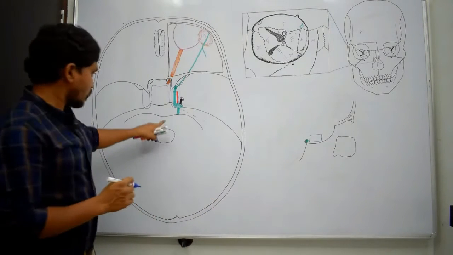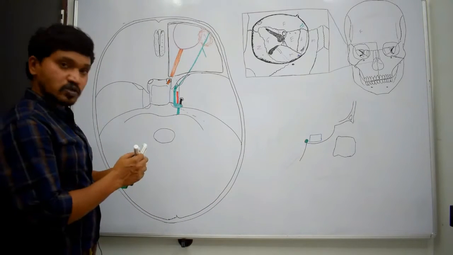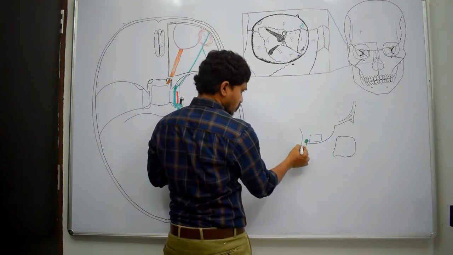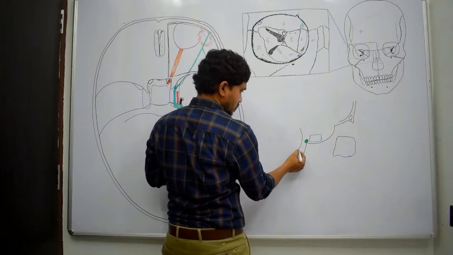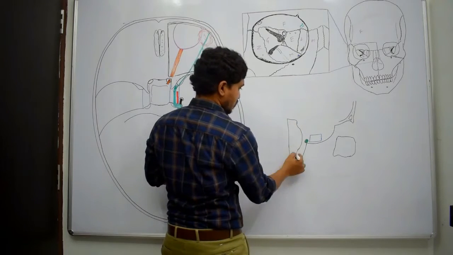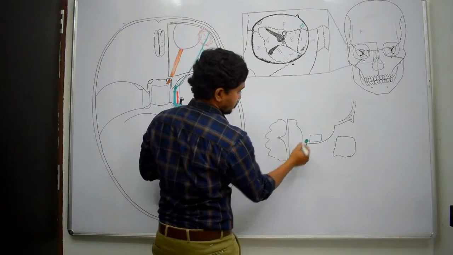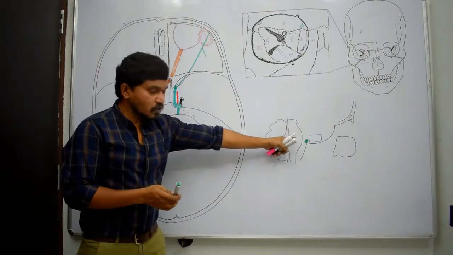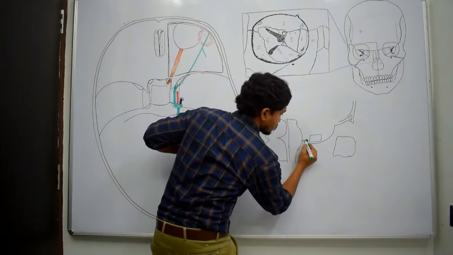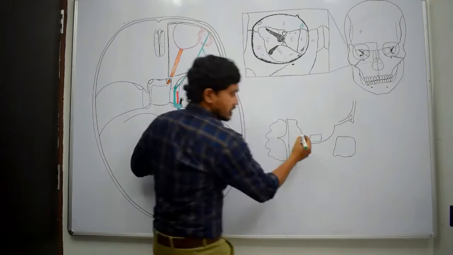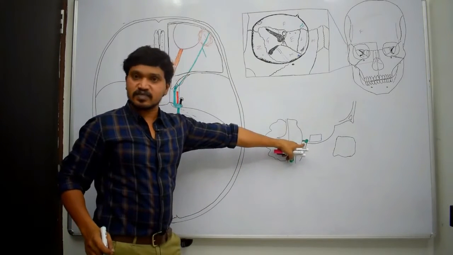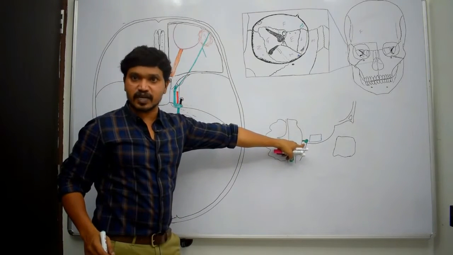And what is this part? Pons. It is connected to the pons, so we have to draw the pons here. This is pons, this is medulla oblongata, and this is midbrain. Here cerebellum. So the pons gives attachment to the fifth cranial nerve. This is the trigeminal nerve, and it shows one ganglion here. That ganglion is the trigeminal ganglion.